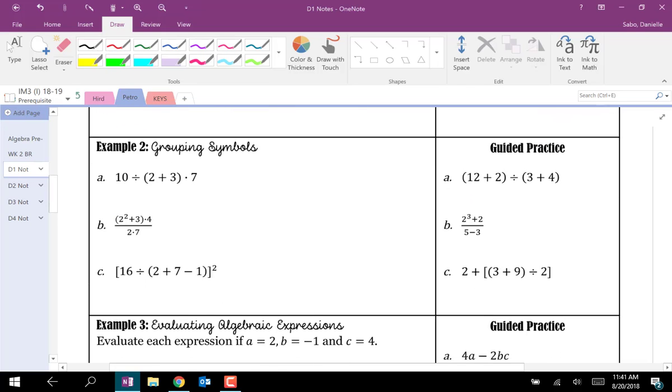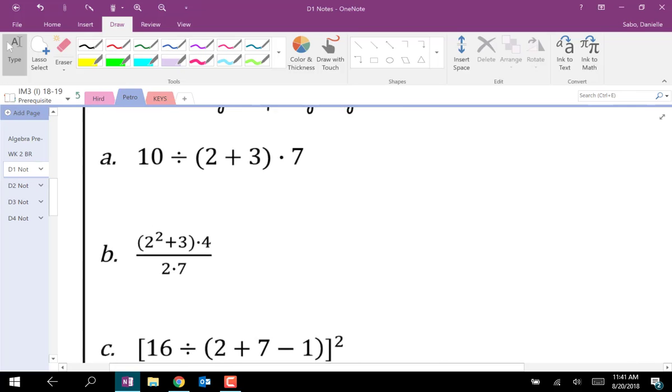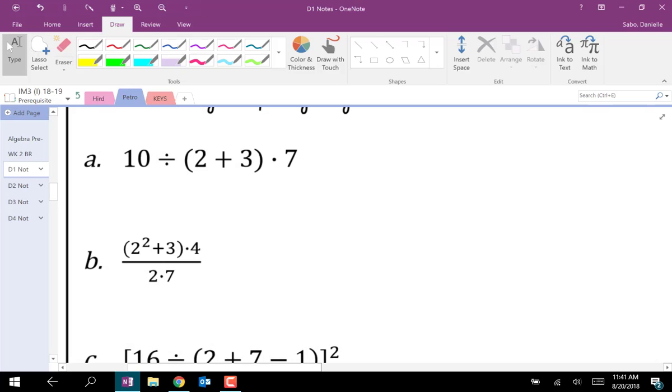Okay, all right, let's do grouping symbols. So this one looks a little bit more complicated. These are ones that I definitely will see on the SAT. But again, you might be able to use one of those 4-function calculators. Okay, what do you think we should do first when you look at A? Yeah, the parentheses.